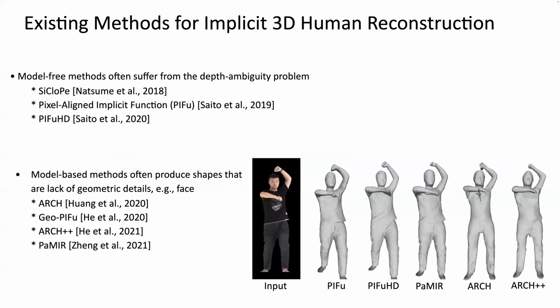Moving on from PIFu, there are several methods trying to improve either its details or robustness. Model-free methods, for example PIFuHD, only include the 2D image and often suffer from the depth ambiguity problem. In the meantime, model-based methods such as ARCH, GeoPIFu, etc. are proposed to utilize a parametric model but often produce shapes that lack geometry details, for example, the face.